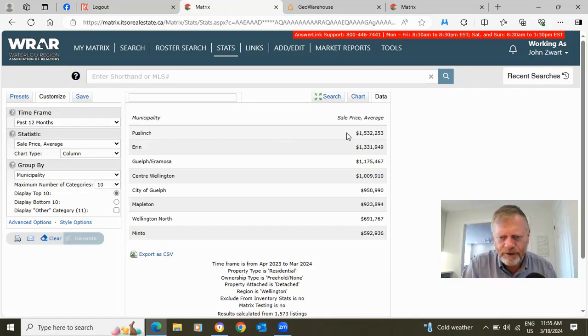Now if you look at the data that supports this graph, you can see that the average valuation in Puslinch was 1.5. The average in Erin was 1.3 and change. Guelph Eramosa was 1.175. Center Wellington was just over $1,010,000 basically. City of Guelph was 951,000. Mapleton 924. And then Wellington North drops down to 691, almost 692, and Minto down to 593 almost. So that's quite a variation.